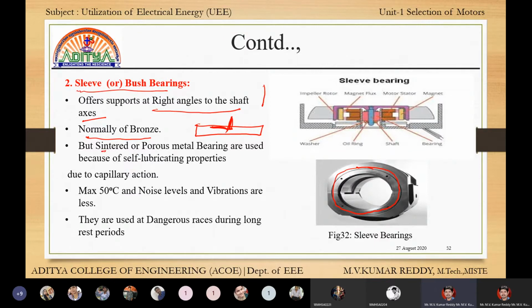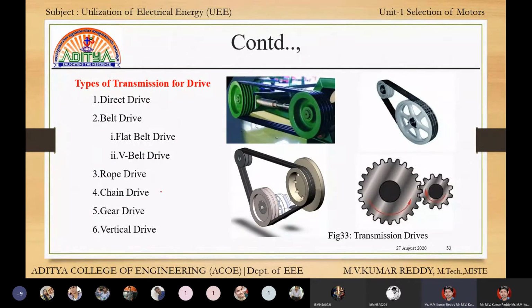These are made up of sintered and porous materials. Next, the maximum temperature is 50 degrees, and these are noiseless. Noise is very low and vibration is also very low. They are used at dangerous races. Next one is types of transmission for drives.